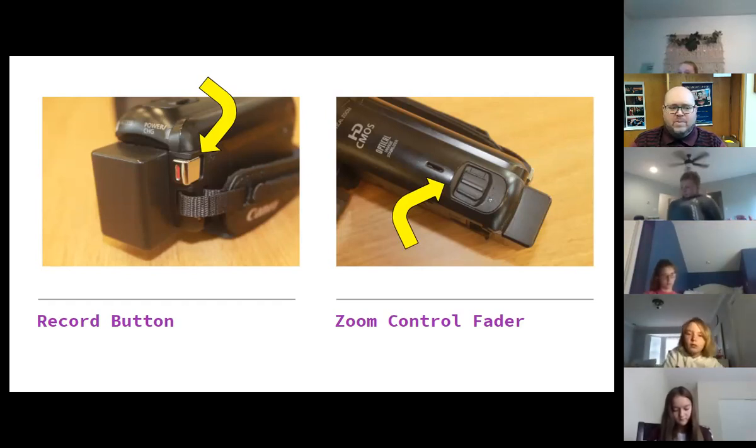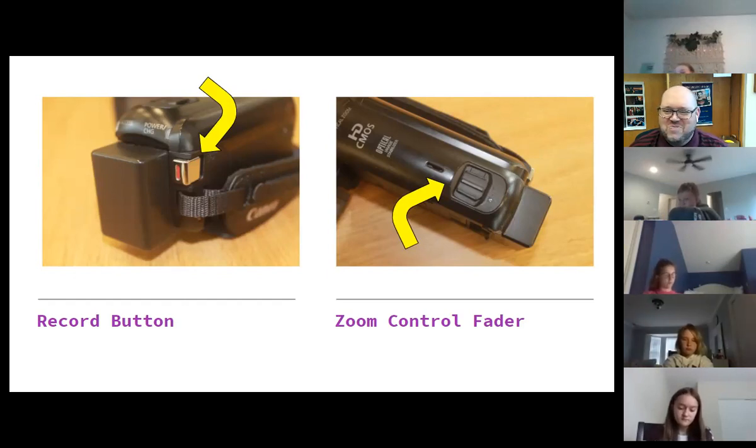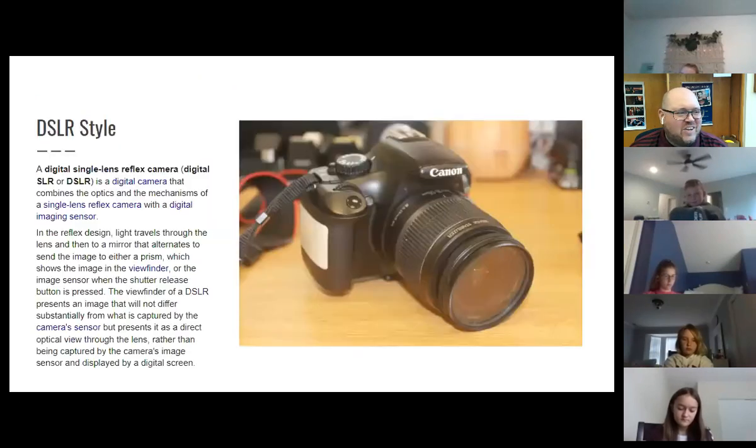Maggie, this one's a hard one. This one's right in the name. What does the zoom control fader do? I wrote can zoom in and out. That's it. That's all it does, right? It controls zooming in and out, wide or tight in your shot. Okay? All right, DSLR style camera.